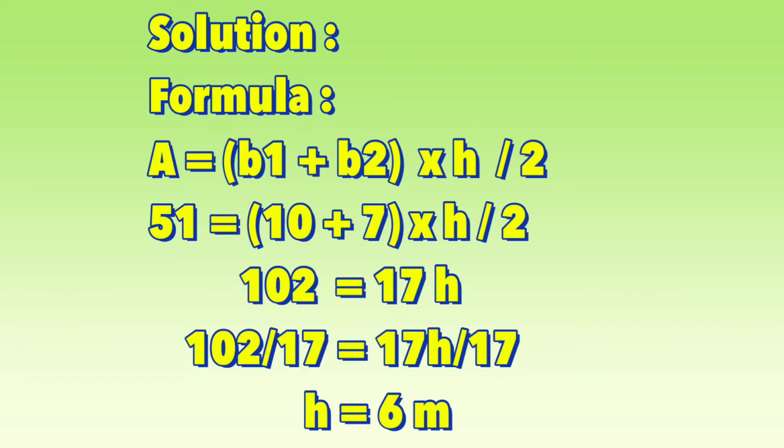Then the next thing we do is to eliminate 17 in order to have the height. So we're going to divide both sides by 17. That's why 102 divided by 17 equals 6, and 17 divided by 17 equals 1, times h equals height. So the height is equal to 6 meter, which is our final answer for the height.